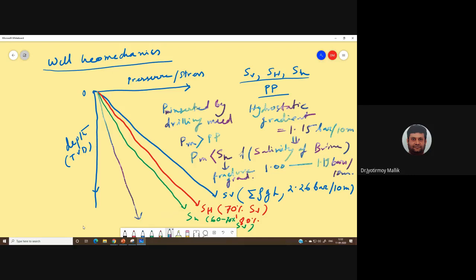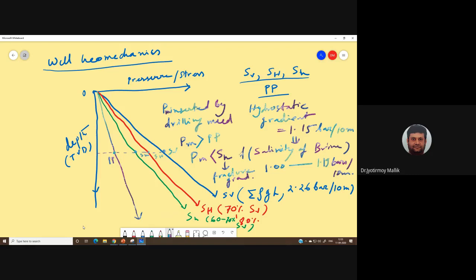Now, at a particular depth, whatever depth it is, we can calculate the value of SV, S capital H, S small h, and pore pressure using this gradient. So 2.26 bar per 10 meter multiplied by the depth, we can find out SV at any point, and then around 80% of the SV we can calculate as capital H, and then we can also calculate S small h. And using this gradient, we can calculate pore pressure.